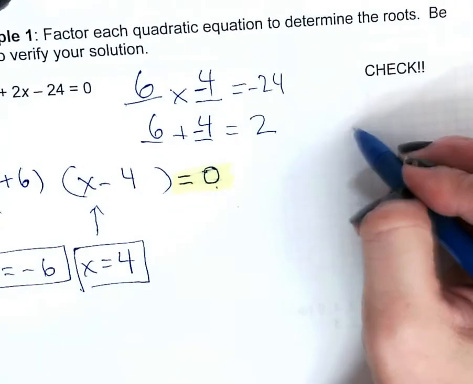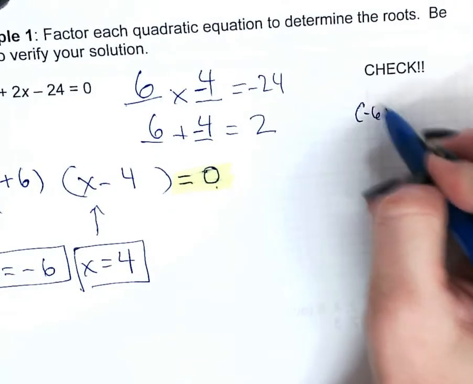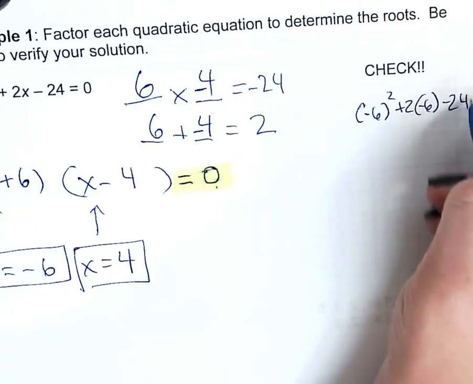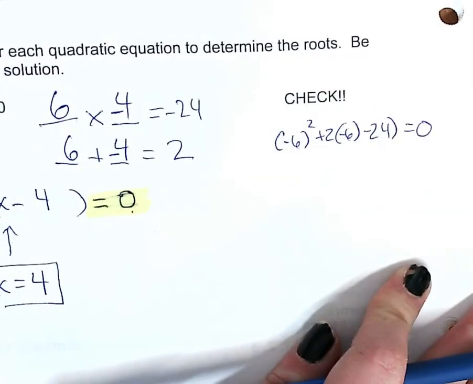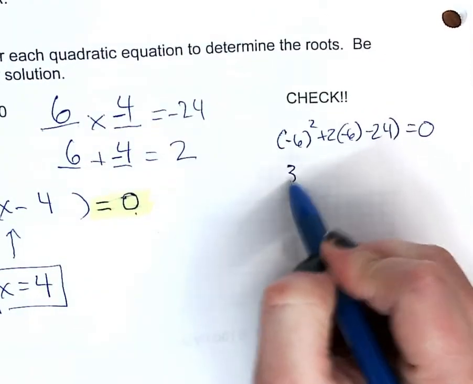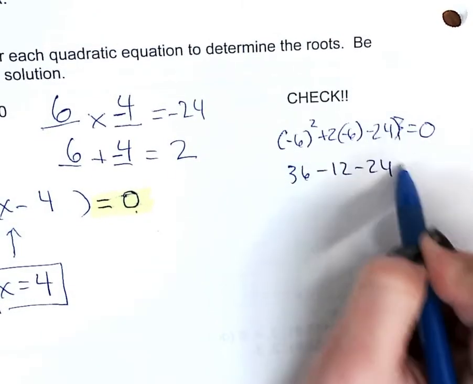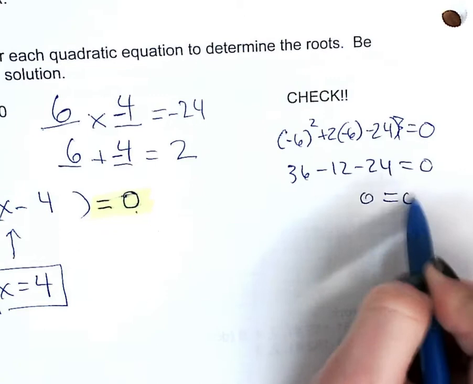So if we check, we have negative 6 squared plus 2 times negative 6 minus 24. We want this to equal 0. So we have positive 36 minus 12 minus 24. And we get 0 equals 0, which is awesome.